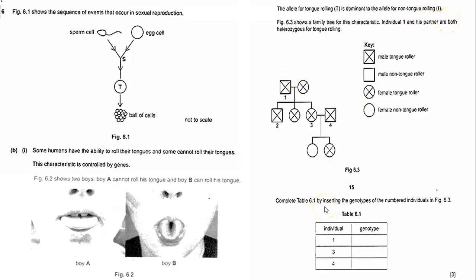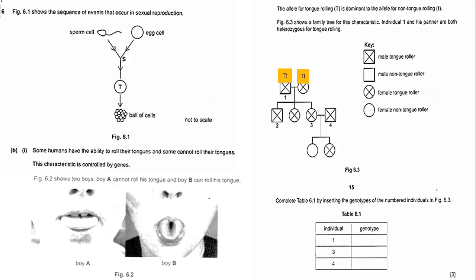6.3, remember when I told you it's very important to read the question carefully and know which diagram I am looking at. As you see here, this is a very important example. Now you will answer based on a specific diagram. 6.3 shows a family tree, which is a pedigree again, for this characteristic. Individual 1, here we go, and his partner are both heterozygous for tongue rolling. So we know now that individual 1 has the heterozygous genotype and the partner is the same.